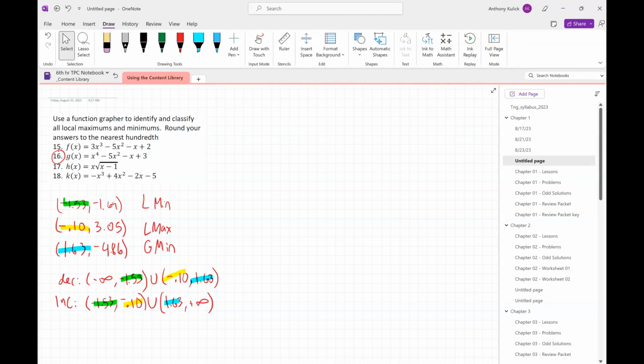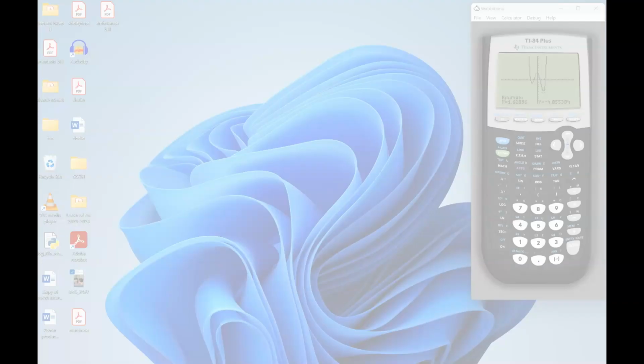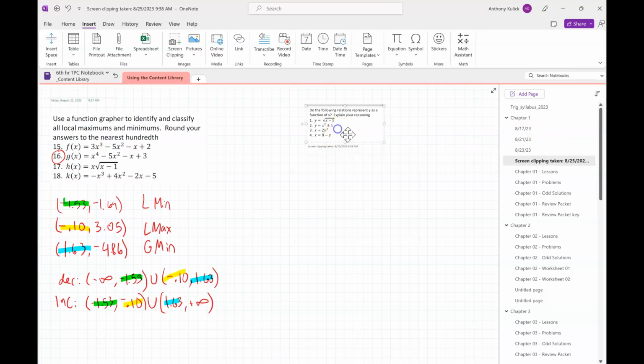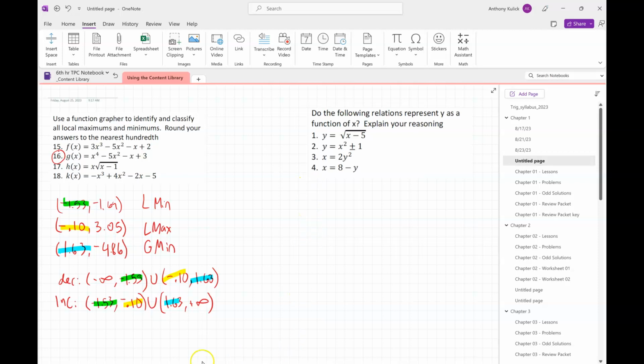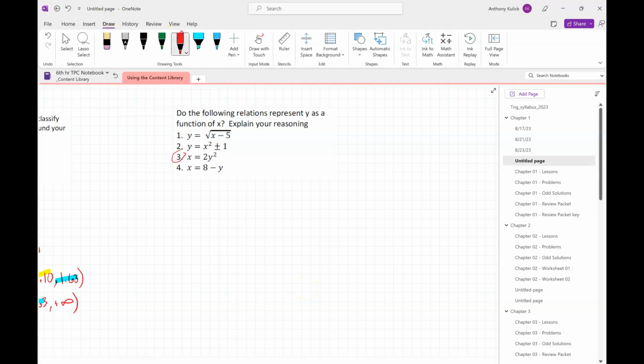Could you do number 3? Sure. All right, so 1 through 4, and we're talking about number 3 right now. We're asked, do these relations represent a function, right? So right now, these are given to us as equations. It's pretty tough oftentimes to tell if an equation represents a function or not. What would be a better representation for us?